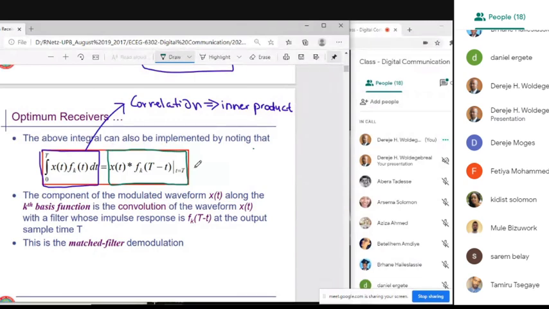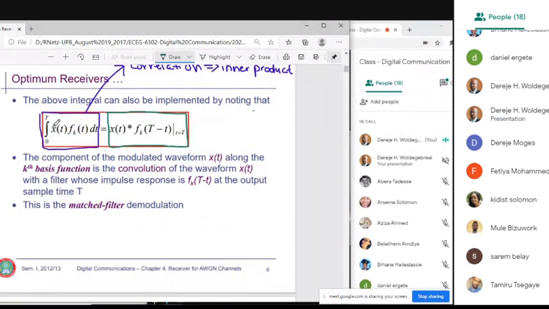So what do we have here? The correlation between x of t and the basis function f_k of t can alternatively be implemented via a convolution operation between x of t, which is the waveform, and f_k of capital T minus t. How do you get capital T minus t? If you start with a basis function f_k of t, and then flip it in time, you will get f_k of minus t.